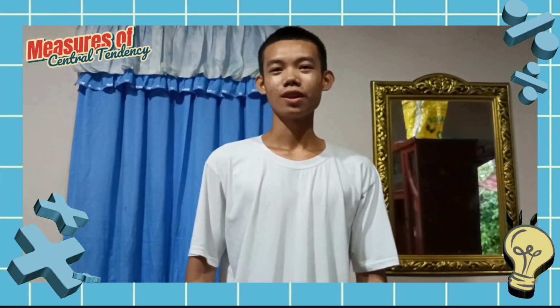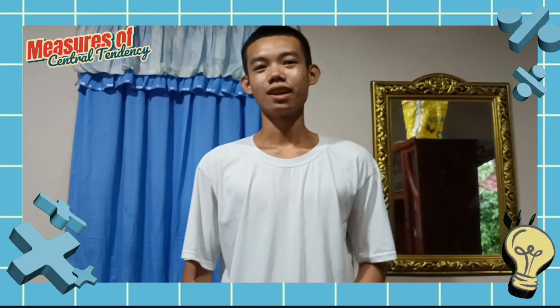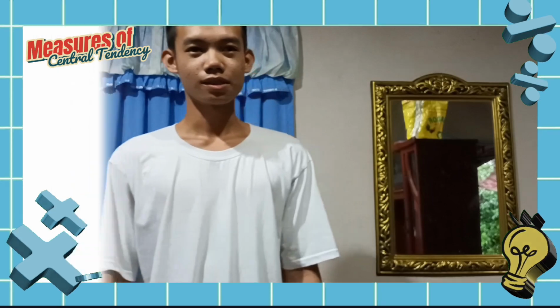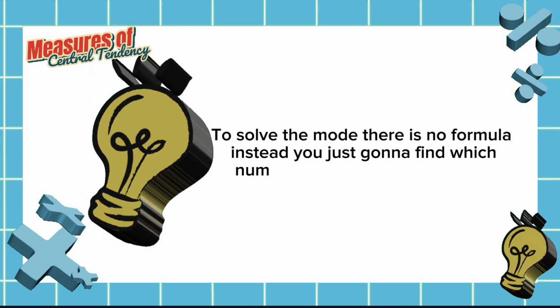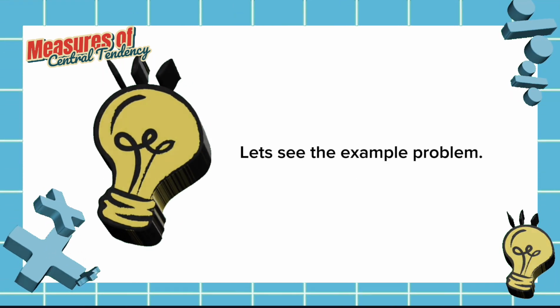Lastly, we have the mode. Mode is the most frequently occurring value in a dataset. It is the value that appears the most times. To solve the mode, there is no formula. Instead, you're just gonna find which number is repeatedly appearing. Let's see the example problem.